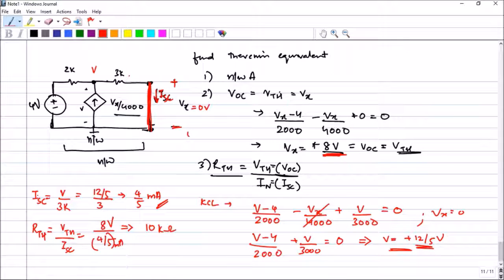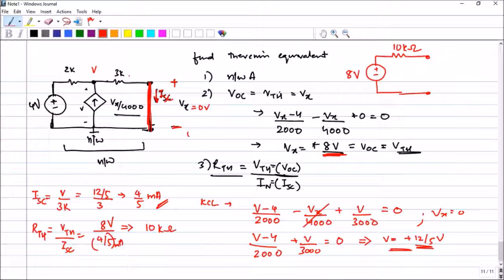Now that I have found the value of VTH and RTH, the only step remaining is to put the Thevenin equivalent circuit, which is the series voltage source and the series resistance RTH. So this is the equivalent. I have replaced the entire circuit which was given to me with a simple circuit, where the Thevenin voltage is 8 volts and the Thevenin resistance was found to be 10 kilo ohms.